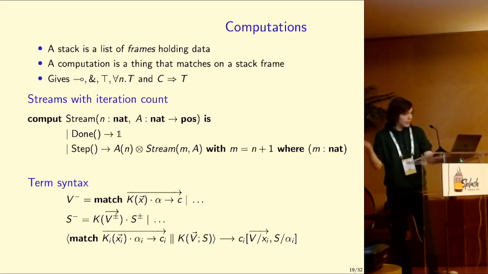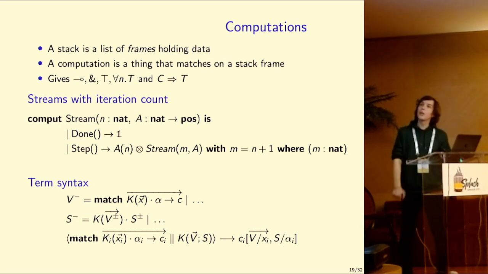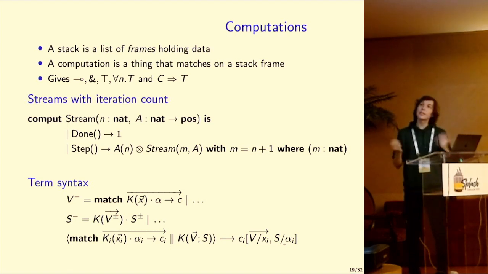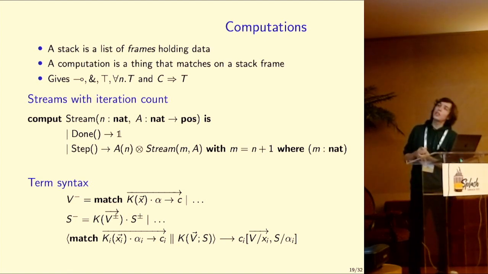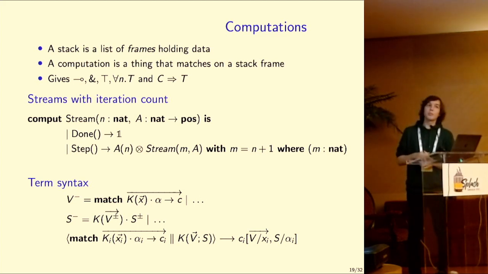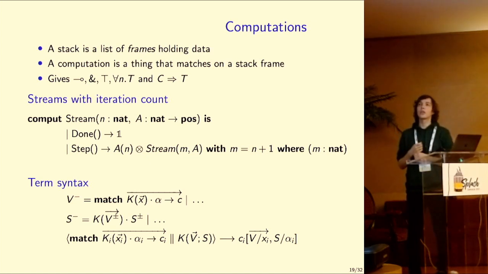On the other side, we finally have our explicit computational context. So the idea is that our stack, which is data representing the context, is just a list of stack frames, so a kind of data structure. And a computation is just a thing that captures and matches on that data structure. And that gives us functions, lazy pairs with projections, as well as universal quantification.